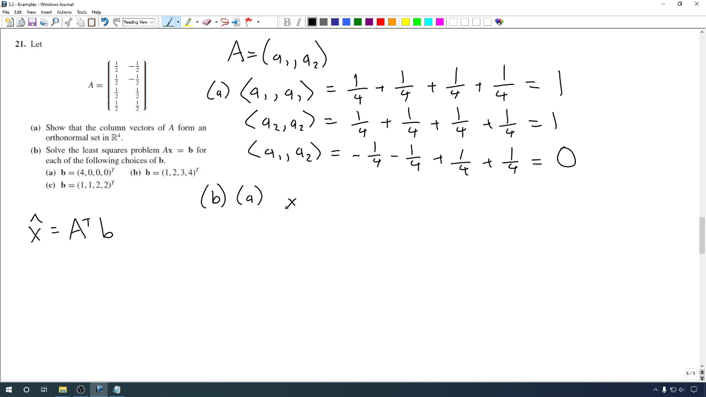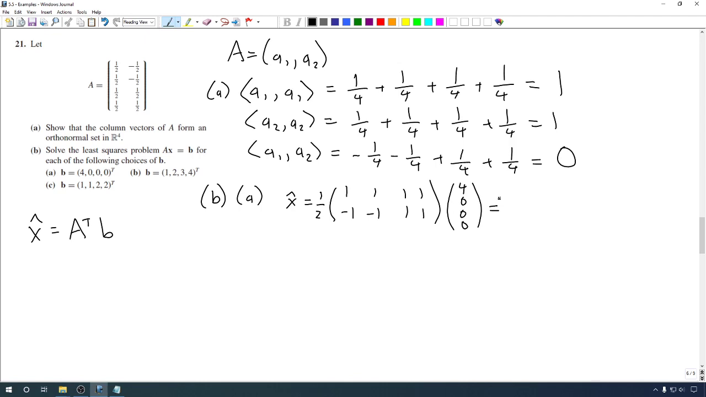So here, our x hat is going to be A transpose. In fact, I'm going to pull out the 1 half. If I pull out the 1 half of that, I have a column of all 1s. I have a negative 1, negative 1, 1, 1. When I take the transpose, that doesn't change the 1 half, and I can write that out a little easier. So this is A transpose times B. B is 4, 0, 0, 0.